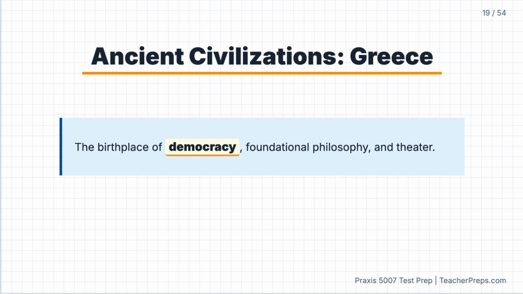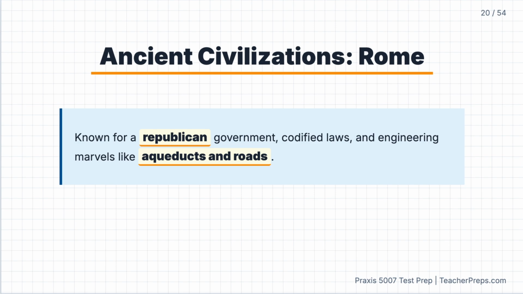Now, as far as ancient Greece goes, this is another important place. Remember that it is the birthplace of democracy, philosophy, and drama or theater. Finally, let's talk about ancient Rome. Ancient Rome is famous for being the republic, having the republican form of government, and the legal systems that it created, as well as its incredible engineering feats like aqueducts.